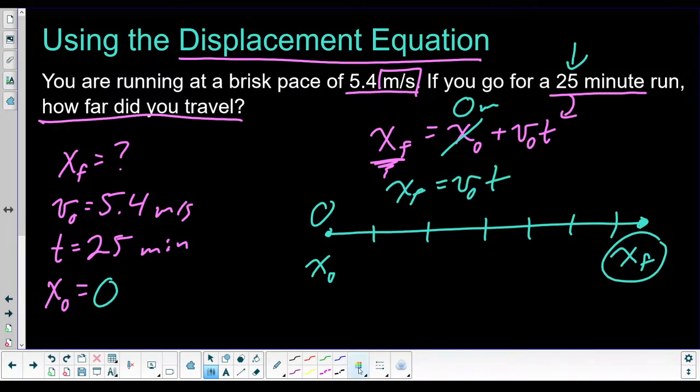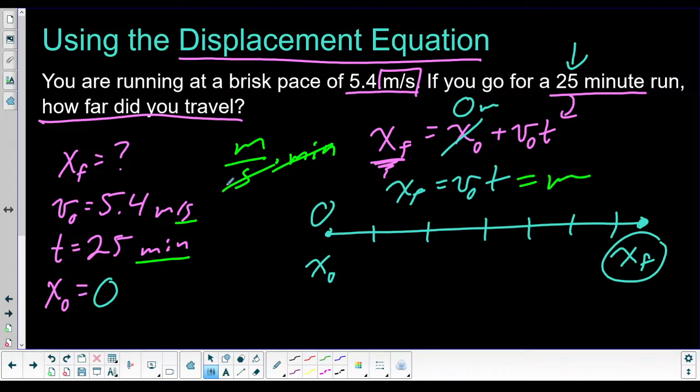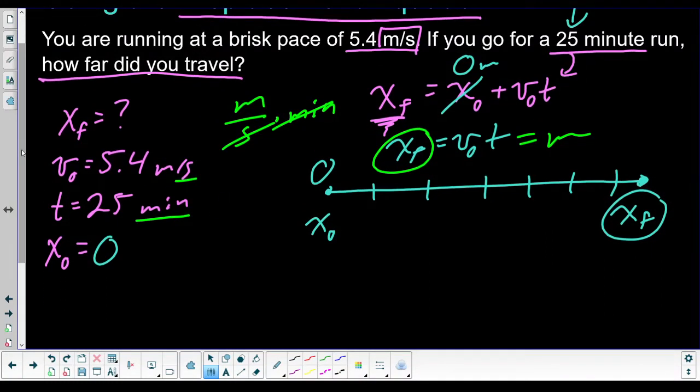The only problem we have now is that this is in meters per second, and this time is in minutes. If you do meters per second times minutes, do you see how these two units do not cancel anymore and give us meters for our position? That's bad. You have to have units that agree. So we need to turn this into seconds the same way that we did in that prerequisite unit where we did unit conversions. So let's convert this to seconds really quick.